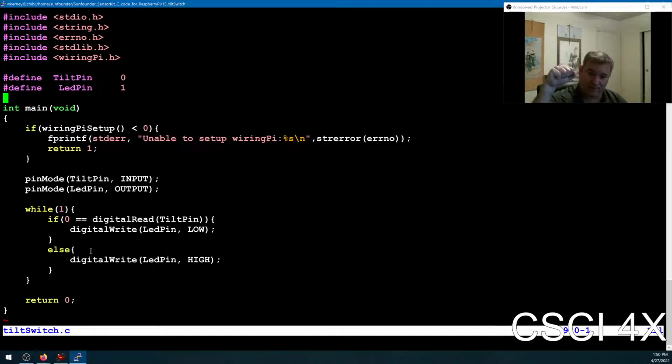And if you tilt the sensor this way, a little ball falls down, current flows, reads a true. The LED will turn on. You tilt it this way, ball rolls back, no current flows, it reads a false, the LED turns off. And that's all it really takes to make a simple system.